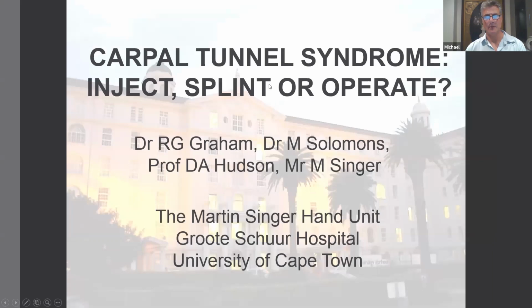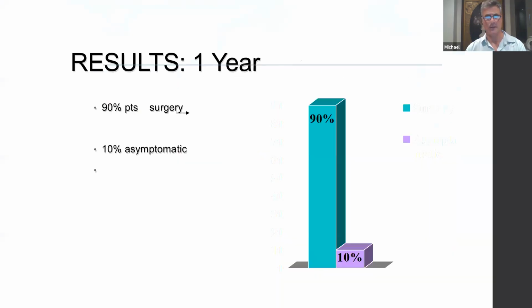And this was written up in the Plastic Surgical Journal a couple of years back. In essence, what it's saying is that if you look at 100 patients on the 1st of January with carpal tunnel, then by the end of December, 90 of those patients will either be booked for carpal tunnel surgery or would have had a carpal tunnel operation. So you're wasting your time with these repeated injections. 90% are going to need surgery.